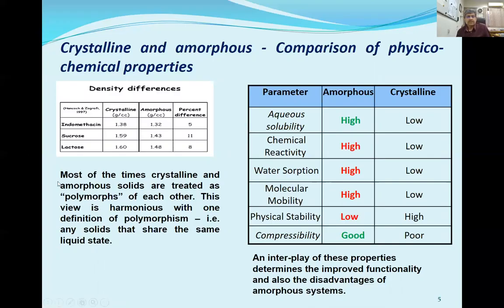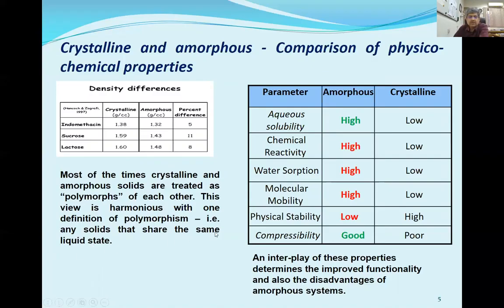So most of the times crystalline and amorphous solids are treated as polymorphs of one another. This is a view which is harmonious with one of the definitions of polymorphism, which says that polymorphism is the phenomenon between any solids that share the same liquid state. What it means is, if you melt an amorphous solid and if you melt a crystalline solid, you are going to end up with the same liquid state.